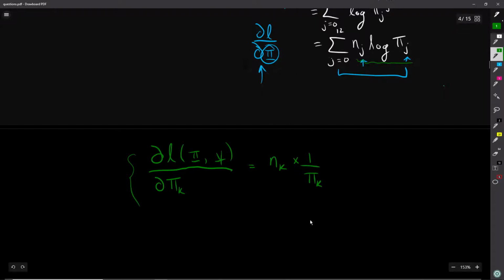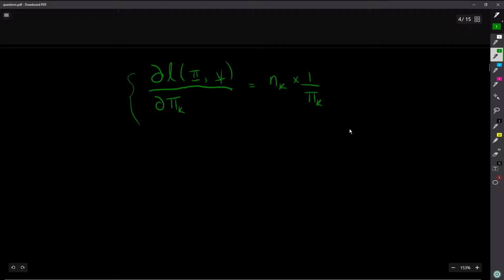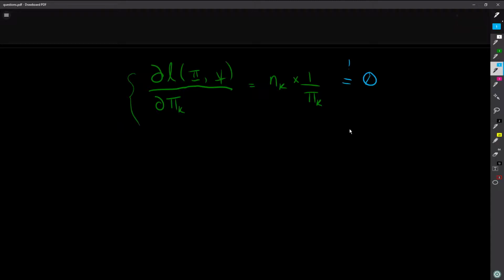All right, so these will be the derivatives for every one of the observations we have. Now you might be wondering, well, the next step that I'd want is to set this thing equal to 0. Right, we want to set this equal to 0 and then solve for pi k, but notice that that would mean that nk over pi k equals 0, question mark? Right, and so what's going on here?